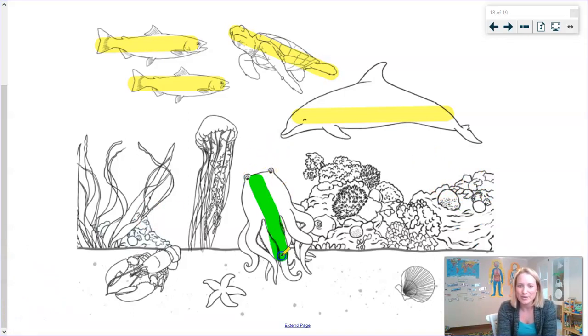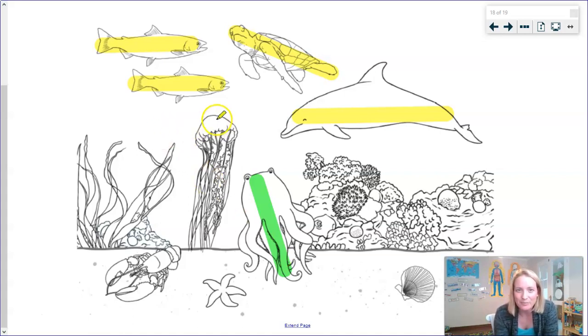Right in the middle of the page here is my octopus. An octopus, octopi, I believe is the plural. I may be wrong, or octopuses. What do you reckon, guys? I'm not so sure. But what I do know is that they belong to the mollusk family.